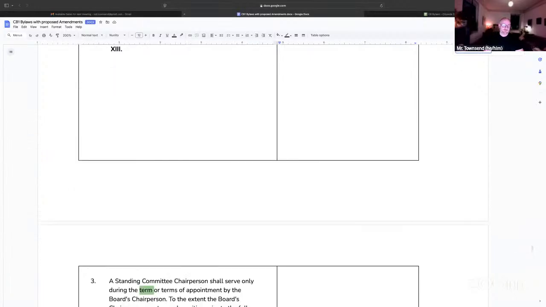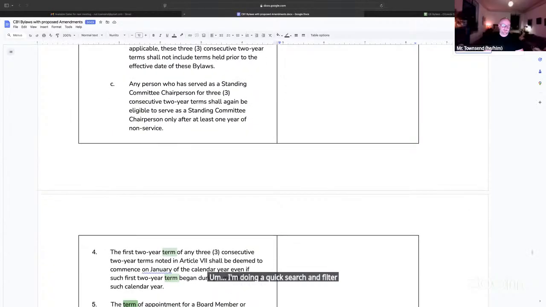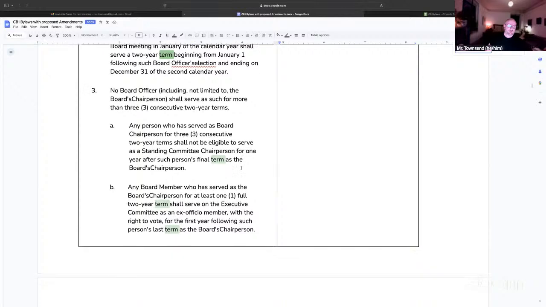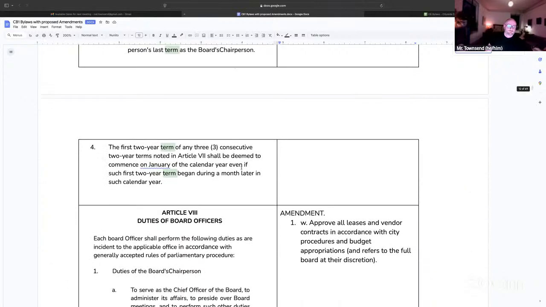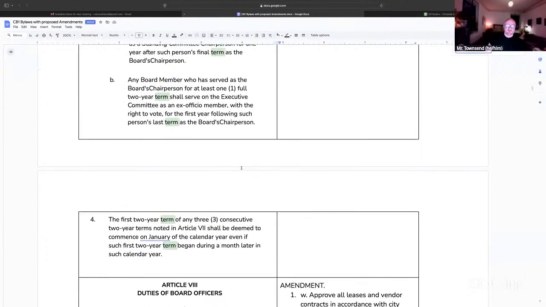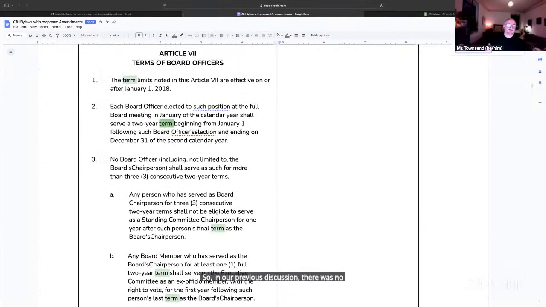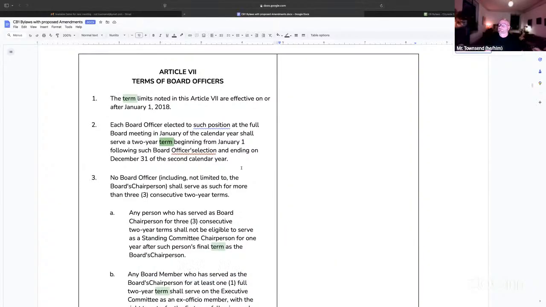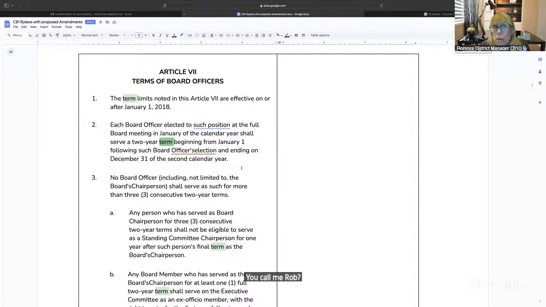I'm doing a quick search until the question is asked. So in our previous discussion, there was no amendment proposed to change timing. Laws. You call me Rod? Your hand is up, so I thought you wanted.